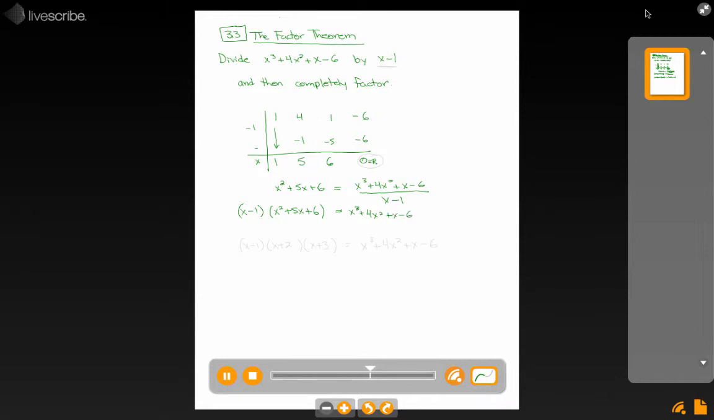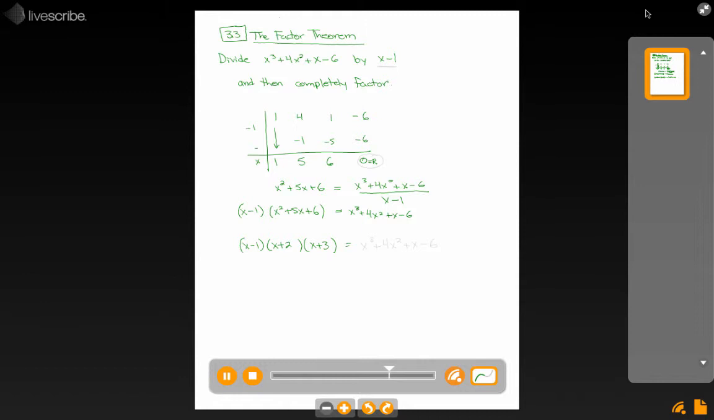Now when I say completely factor, it means that this x squared plus 5x plus 6 term factors, and it's a relatively simple one to factor in that I'm looking for two numbers that multiply together to give me 6 and add together to give me 5, so x plus 2 times x plus 3.